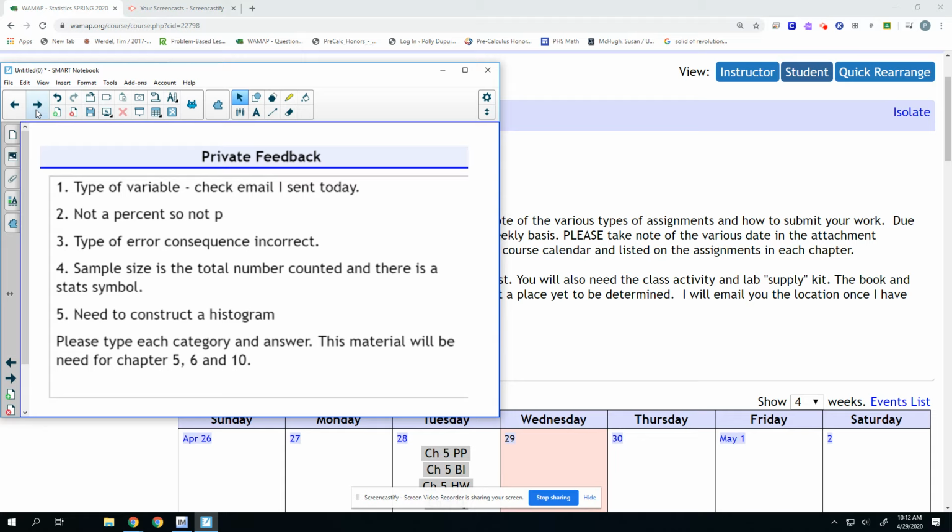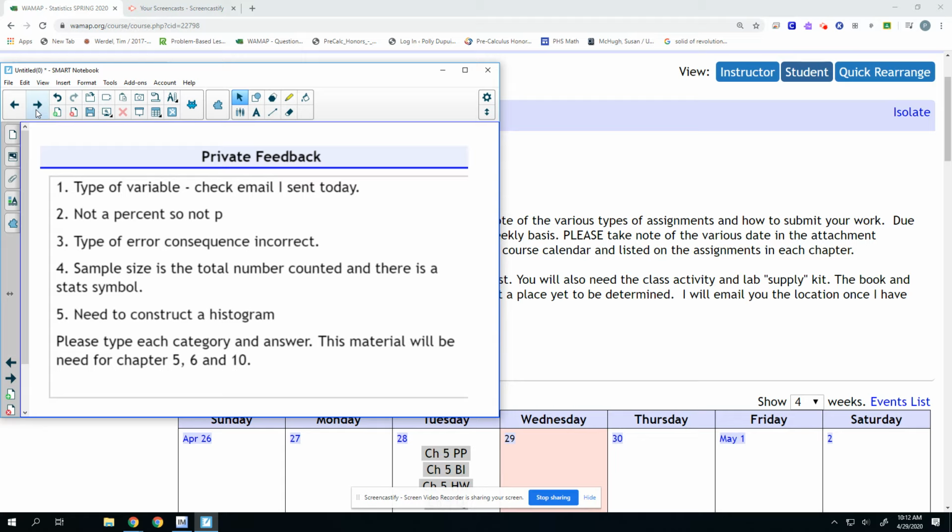This is the feedback I sent someone on Chapter 4. Notice, check your variable type. The hypothesis, you put a P in it, should be a mu. All of you should have a mu. Type of error consequence, that was incorrect. The sample size, many of you missed a sample size. It has a statistical symbol. I'll show you exactly in the course where you can find that. It's all in the lectures.